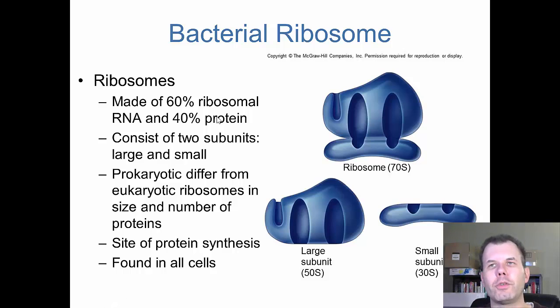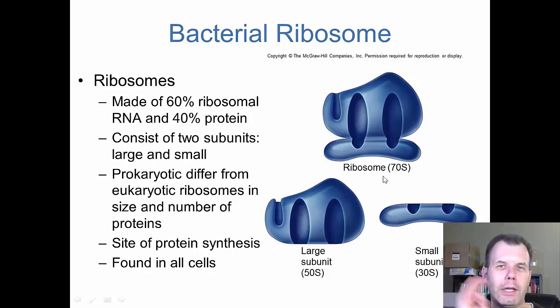We talk about transcription and translation. Bacteria have 2 subunits, just like in eukaryotes, but their subunits are smaller. We have a 30S subunit, which is the small subunit, and then we have the 50S subunit, the larger subunit. These two combine, you see here the small and the large combine, and it forms a 70S ribosome.